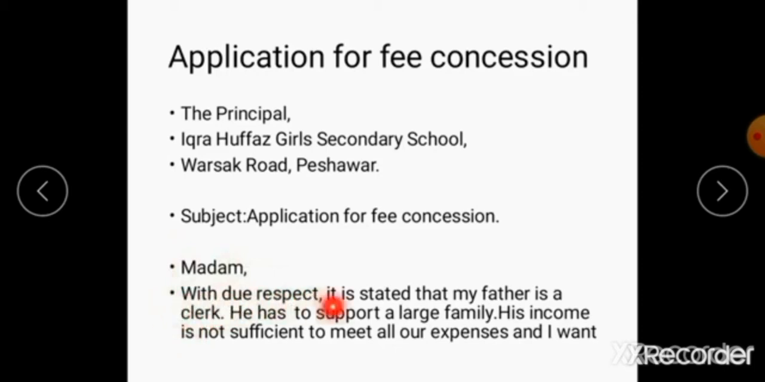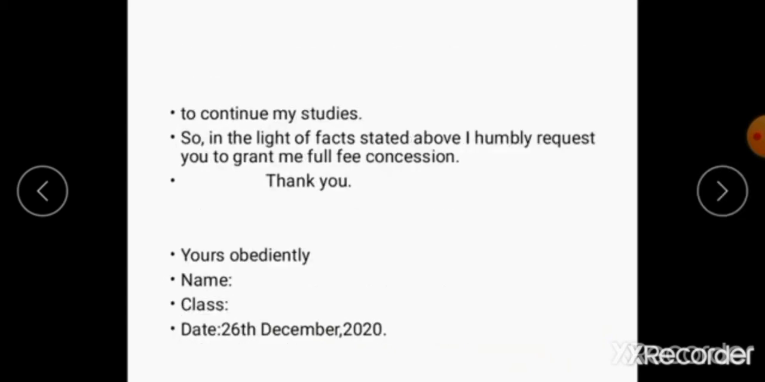With due respect, comma, it is stated that my father is a clerk. He has to support a large family. His income is not sufficient, means kafi, to meet all our expenses, means ikhrajat, and I want to continue my studies. From the next line, so in the light of facts stated above, I humbly request you to grant me full fee concession. Next line. In the middle you will write thank you, then also leave one line, yours obediently, name, class and date.